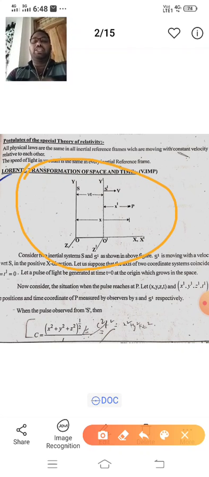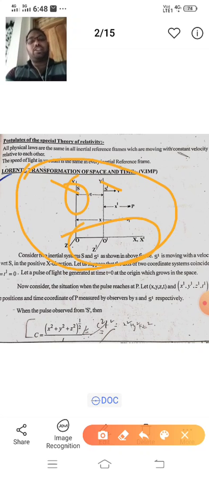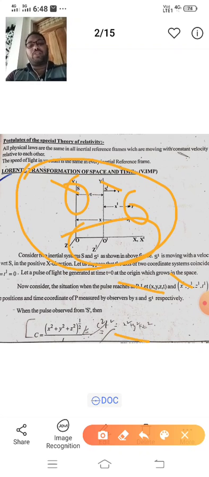The first one is the S frame and the second one is the S dash frame. The S dash frame is moving with velocity v with respect to the frame S in the positive x direction. There is a point, a light pulse point P. The coordinates of P are x, y, z with respect to S, and x dash, y dash, z dash, and t dash with respect to S dash. The relation between these two is c square t square equals x square plus y square plus z square.